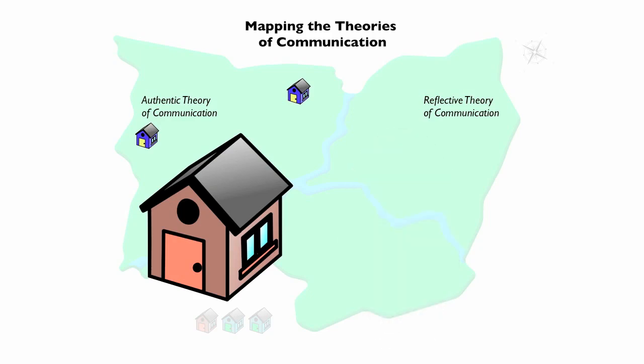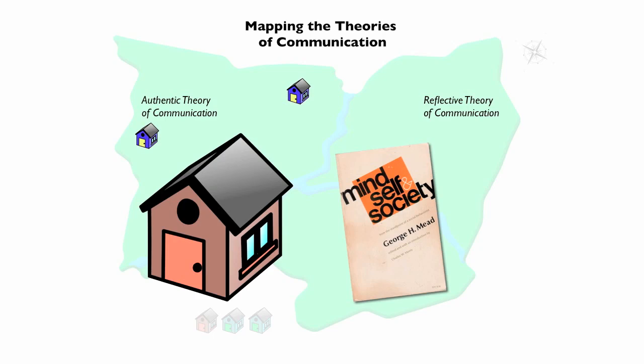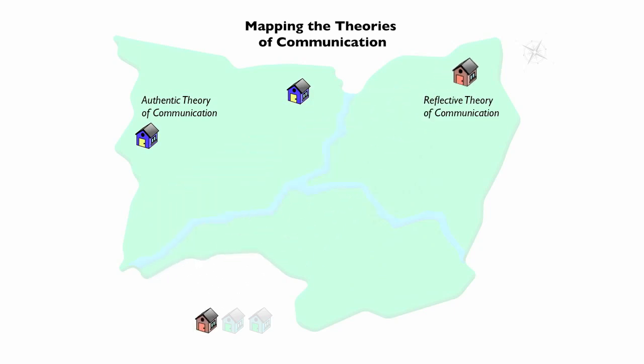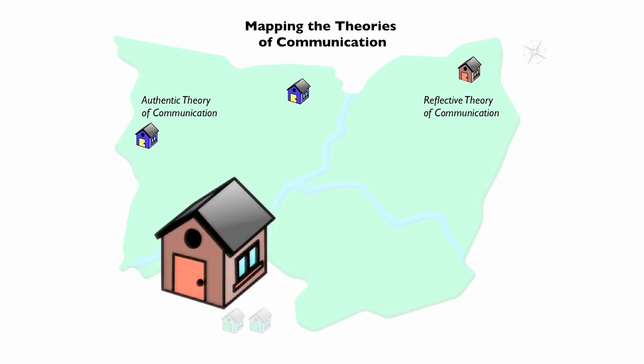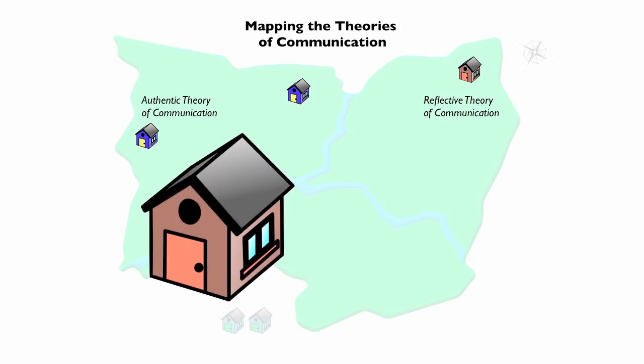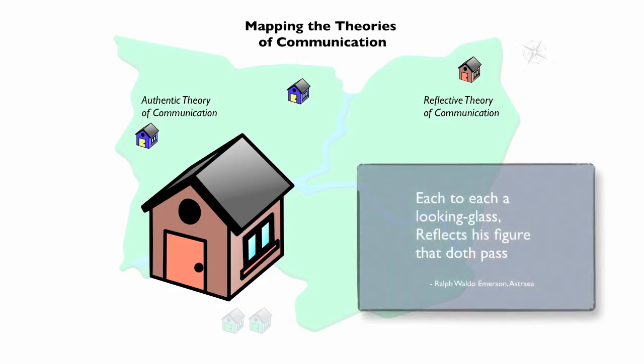Quoting from the book Mind, Self, and Society, we learn from this theory that "a person's ability to integrate the broad activities of any given social whole or organized society is the essential basis and prerequisite of the fullest development of that individual's self." That's a lot to take in. Want another example? Well, let's drop by the fourth house. Inside, there's a snippet of poetry on the dining room table, 2 lines written by Ralph Waldo Emerson. "Each to each a looking glass reflects his figure that doth pass."